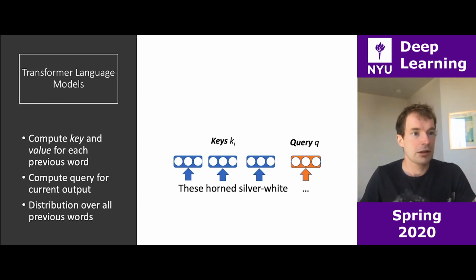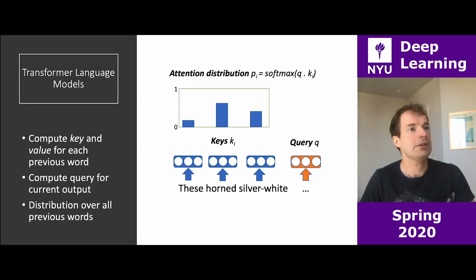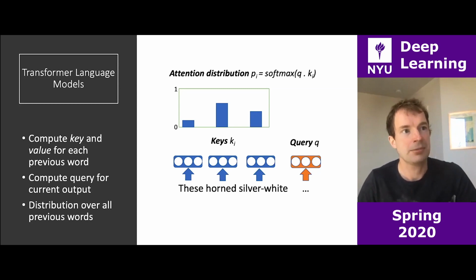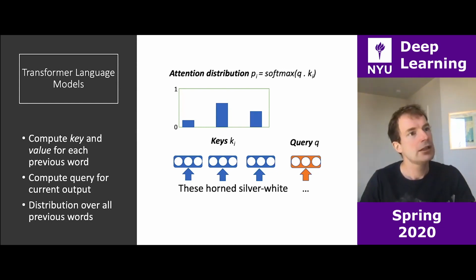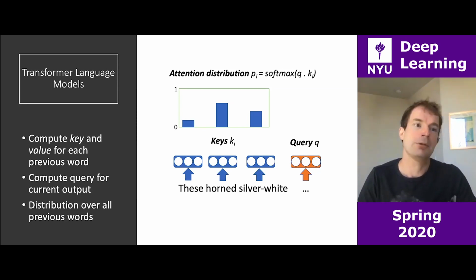So the model is going to compute this question as a query, and then it's going to do a dot product with all of the keys, and then you do softmax as well. And this is going to induce a distribution over all the previous words. So here you can imagine a query is something like, tell me what the previous adjective is, and the attention will produce this kind of distribution over these three previous words. It's going to put most of the probability mass on either horned or silver white.